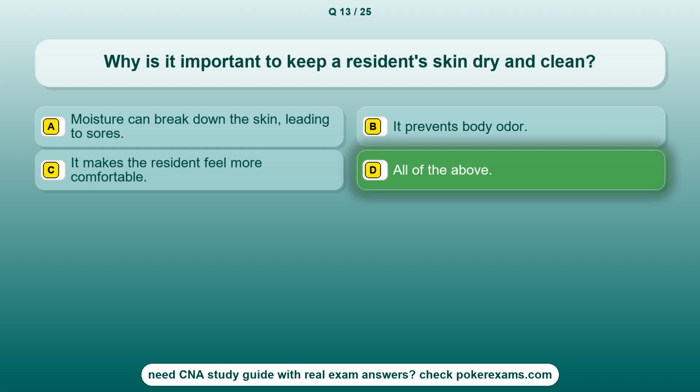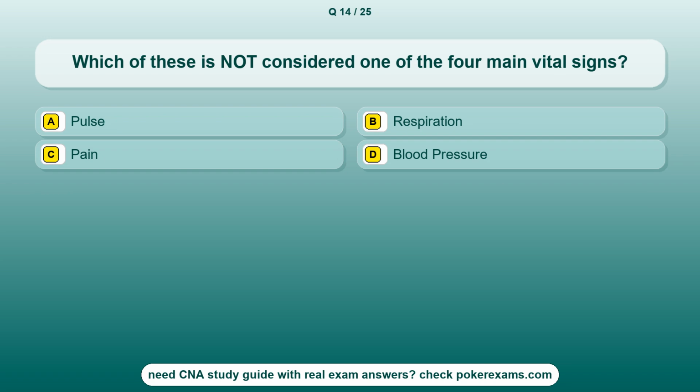The correct answer is option D. All of the above. Question 14. Which of these is not considered one of the four main vital signs? Option A. Pulse. Option B. Respiration. Option C. Pain. Option D. Blood pressure.